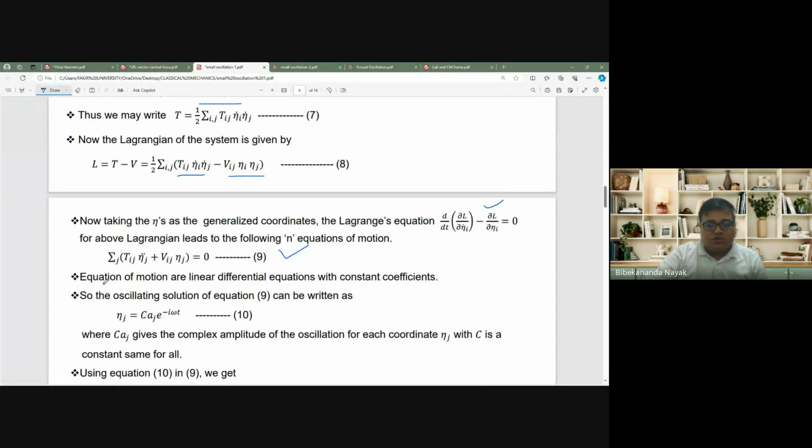Here there is a summation over j. For each i, we have this equation, so N equations. But that is only a summation over j; for each i, we have an equation. The equations of motion are linear differential equations.